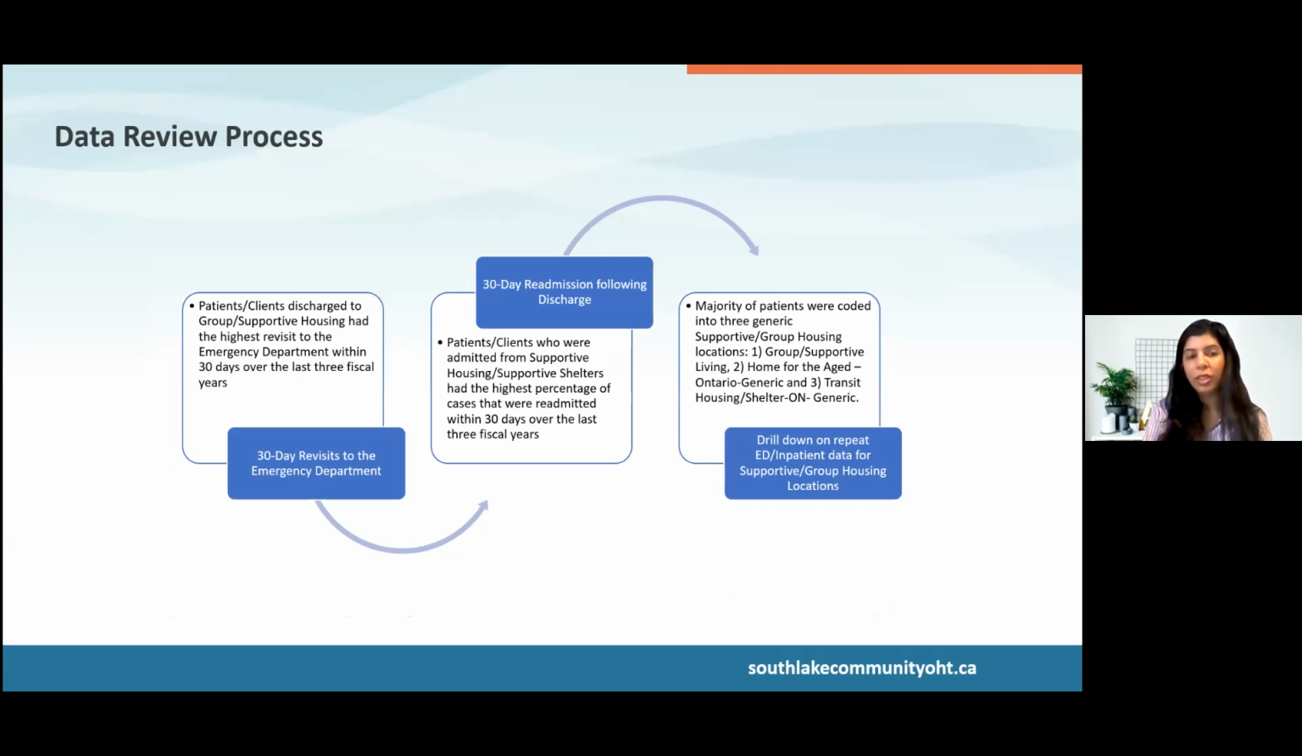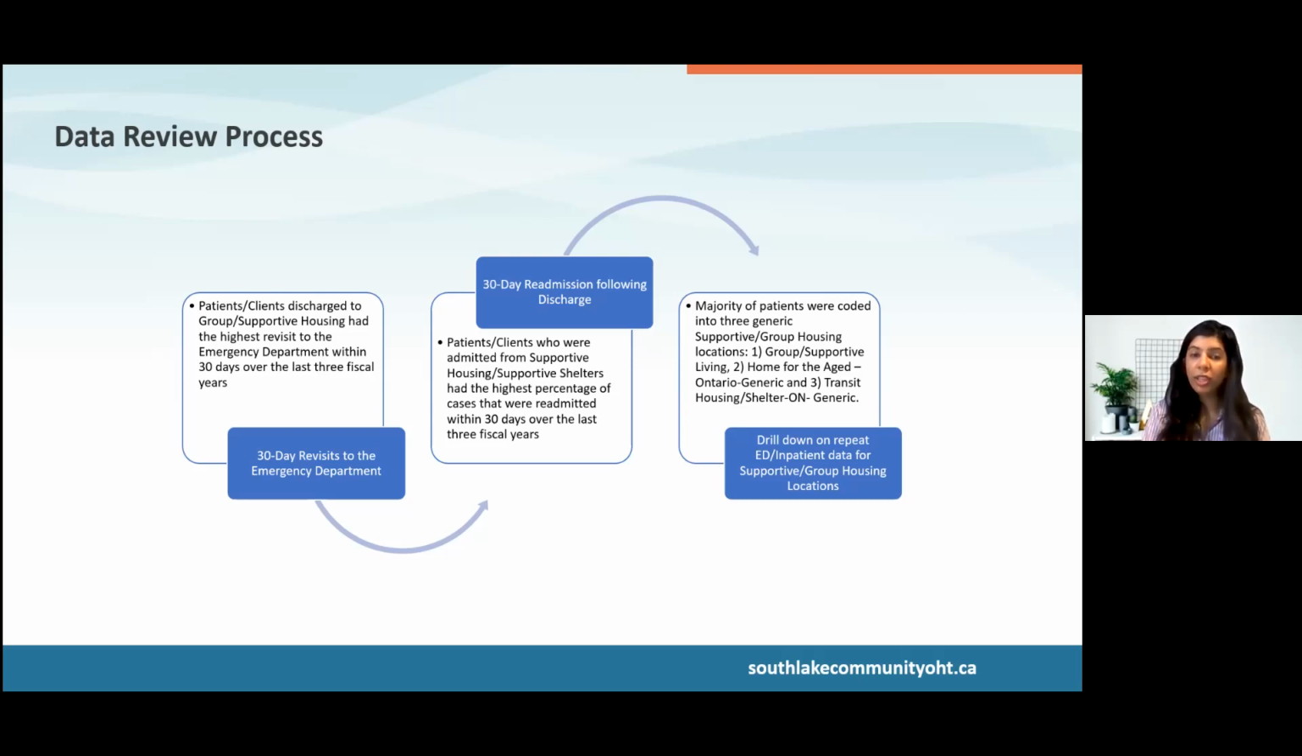And that's when we looked at 30-day revisits to the emergency department and 30-day readmissions following discharge, we found that patients and clients who were discharged to group and supportive housing had the highest revisit rates to the ED within 30 days. And this was a trend that was consistent over 3 fiscal years, meaning that COVID may have had some impact, but really this was a trend that was occurring even prior to COVID.